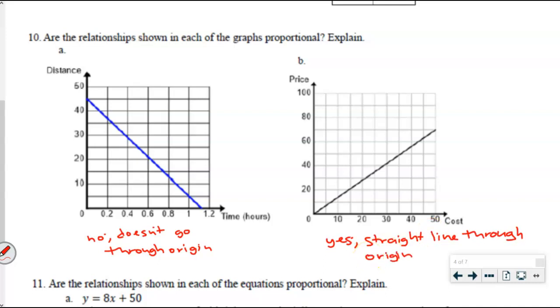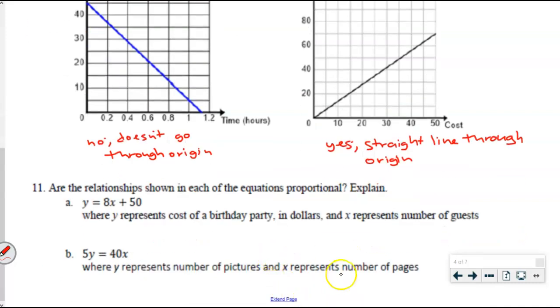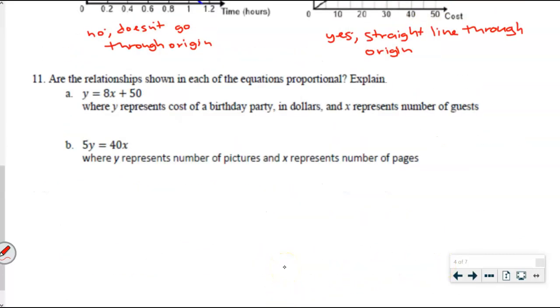11, A and B. Are these proportional? Check in with your groups real quick. These are going to be the last ones for the recording, last ones in class. Will you please check in with your groups? 11, A and B. Are they proportional? Be prepared to explain why, yes or no. Okay, now come back to me.